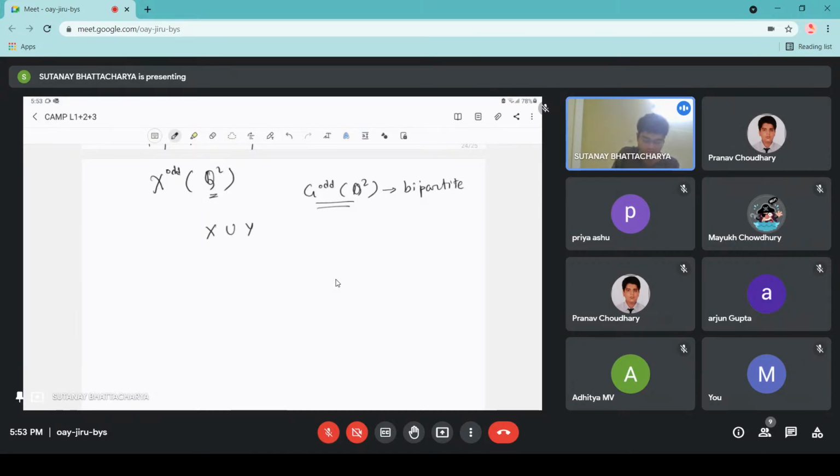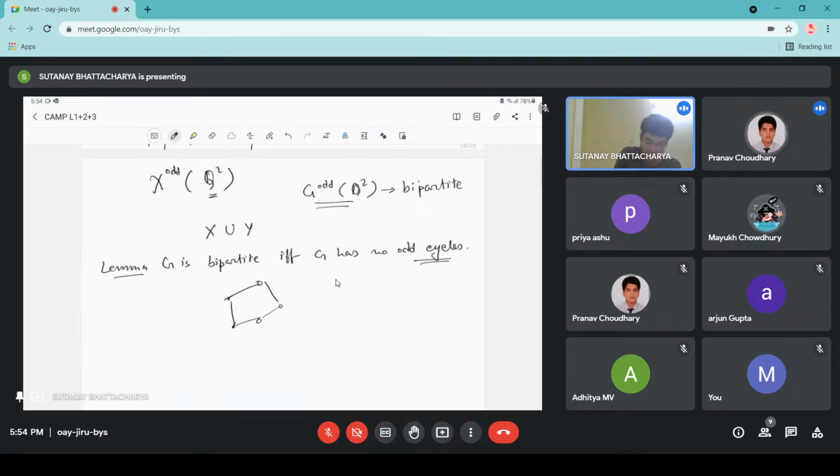Another definition is that there are no odd cycles, and you can try to prove yourself that these two definitions are equivalent. So here's the lemma: G is bipartite if and only if G has no odd cycles. You know what a cycle is, and the cycle is odd if it has an odd number of vertices or edges.